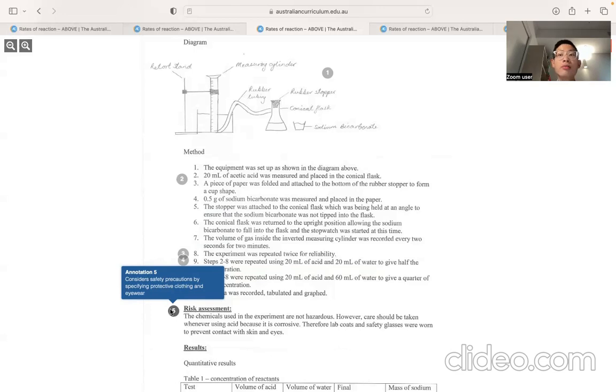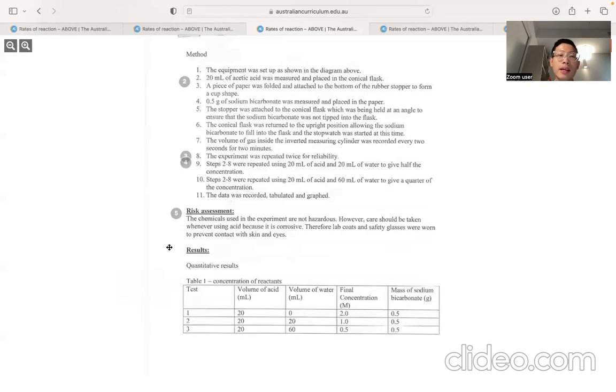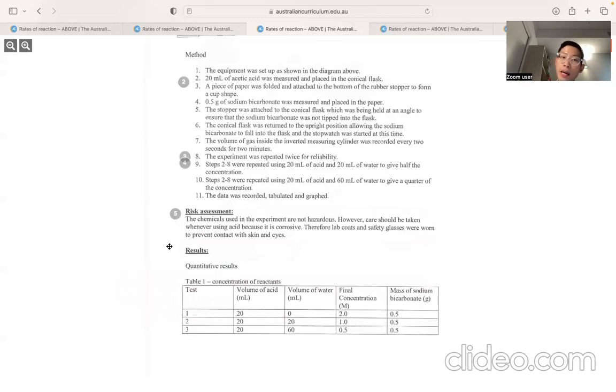That the student recognizes not to come in contact with his or her skin and eyes. And then we move on to the student's tabulation of results. Now, it's very important that this student has listed quantitative results and qualitative results.